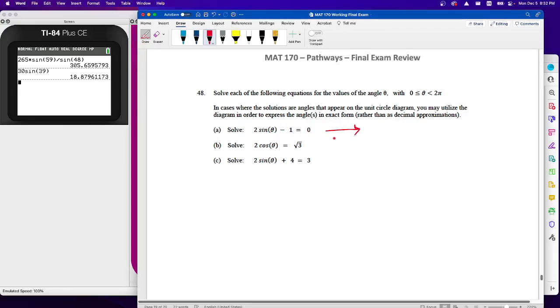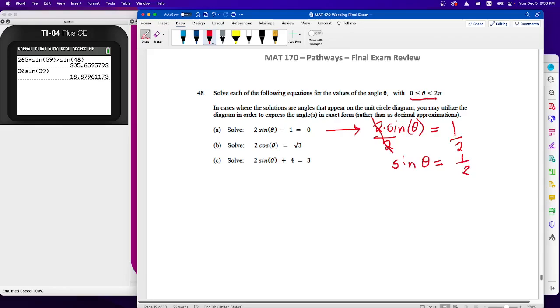So we could add 1 to both sides, right? And if you add 1, this cancels out, so you get 2 sine of theta. 0 plus 1 is going to be 1. So I've just added 1 to both sides, and this is our new formula. We would then divide both sides by 2, because we're multiplying by 2. So we're trying to isolate the sine theta. And so we get that sine of theta equals 1/2.